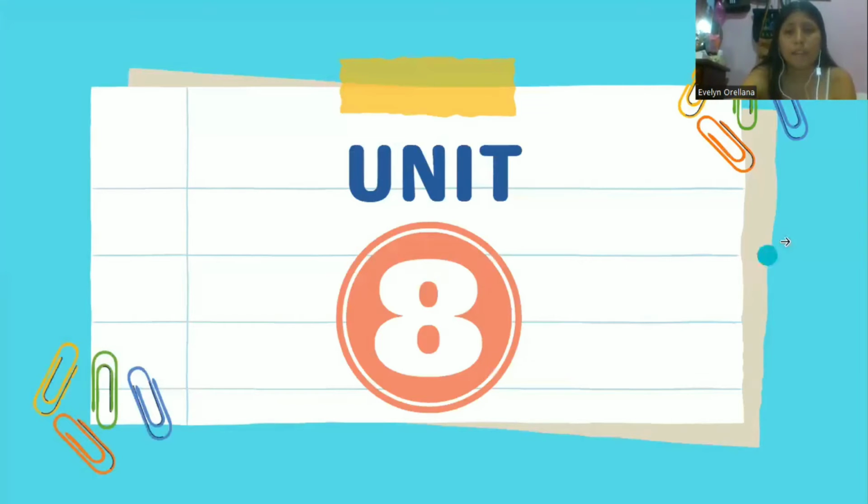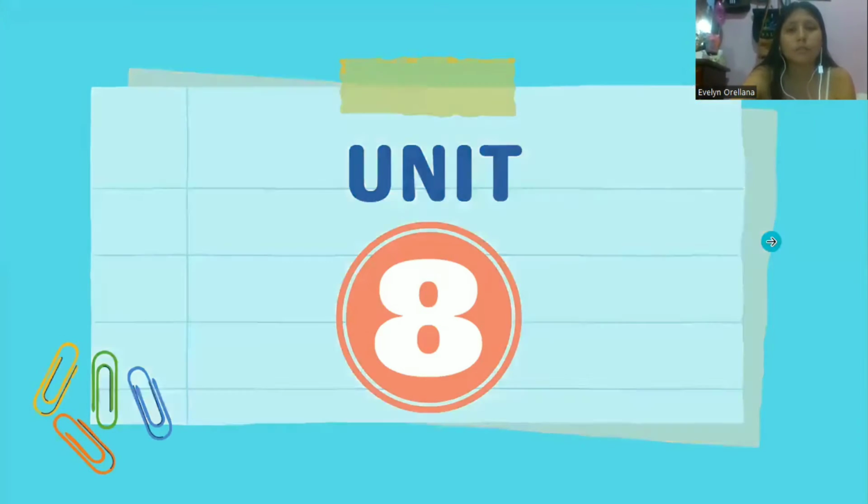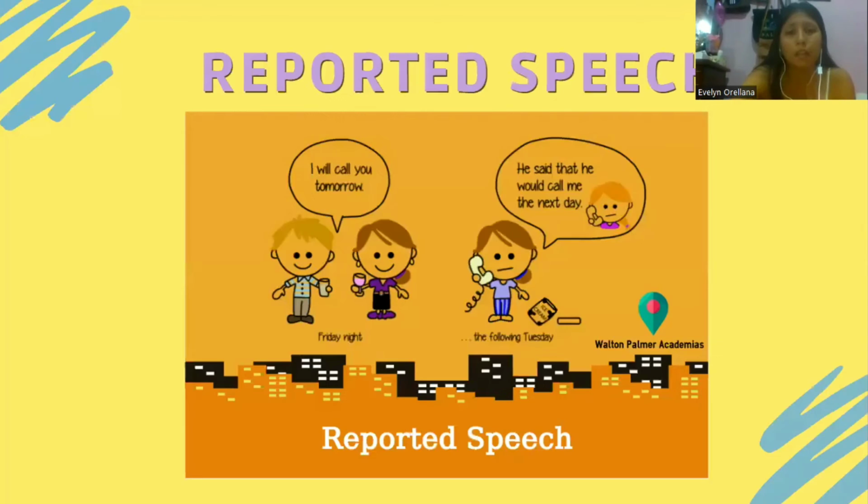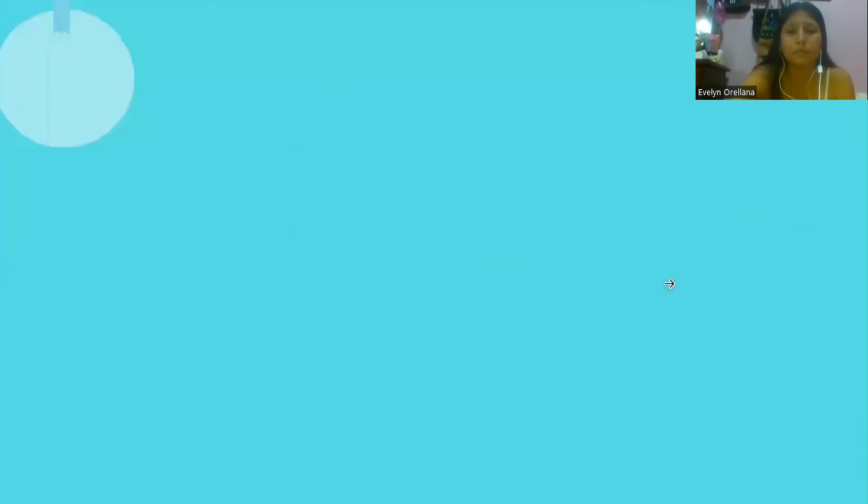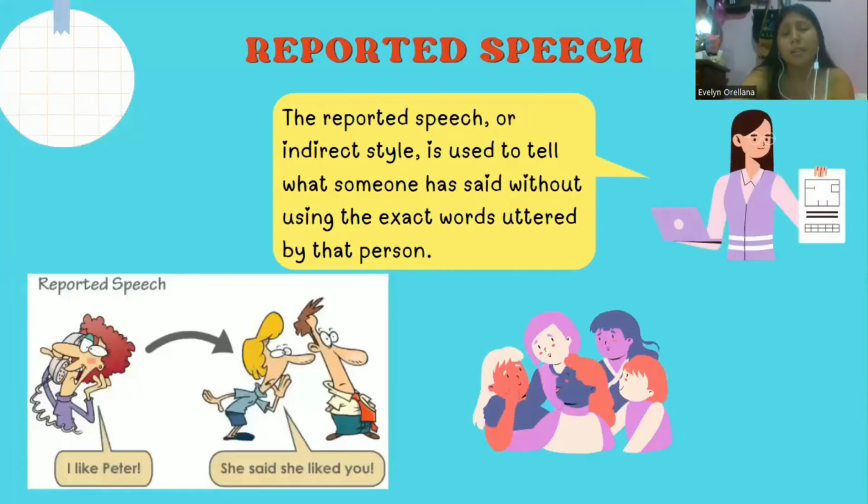And finally, Unit 7. In this unit, we can study reported speech. Reported speech, or indirect style, is used to tell what someone has said without using the exact words uttered by that person.